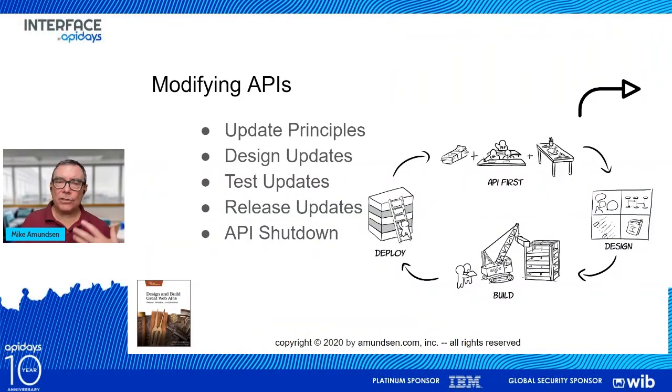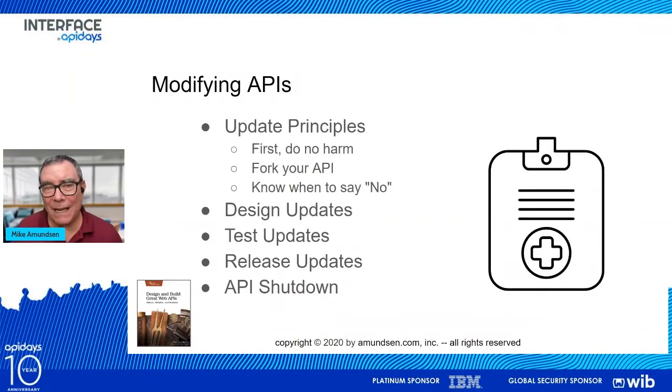And you need to have a strategy as part of your life cycle for modifying. So I want to talk about a handful of those. First of all, you have to have some principles on modification. First, do no harm, the Hippocratic Oath of APIs. Make sure you don't break any client that already exists.